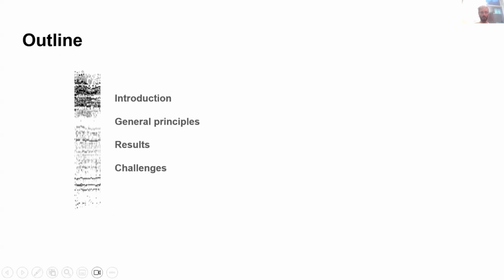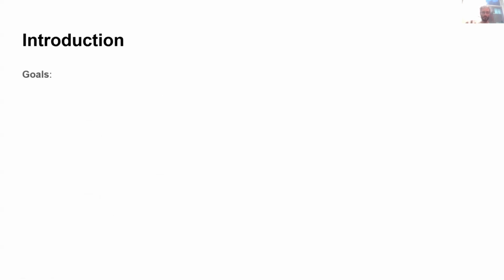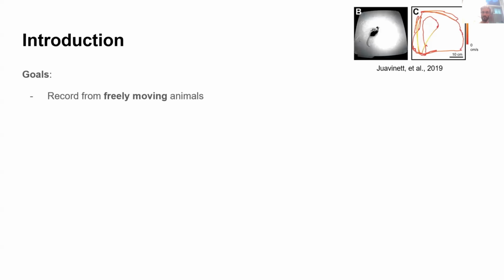So yeah, the outline is pretty simple. I'm first going to tell you a bit about why you may want to do chronics. There are some obvious things. The first one is if you want to record from freely moving animals. So the probe is going to be cemented somehow to the skull of the animal. It's going to move with it. So the animal can move around and you're going to record stably the same neurons.